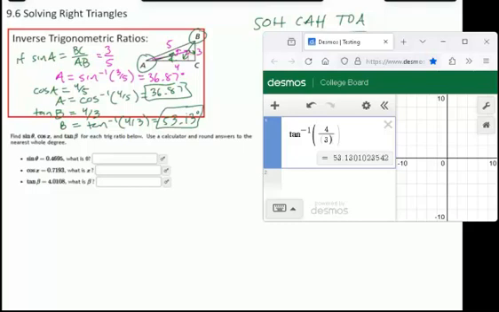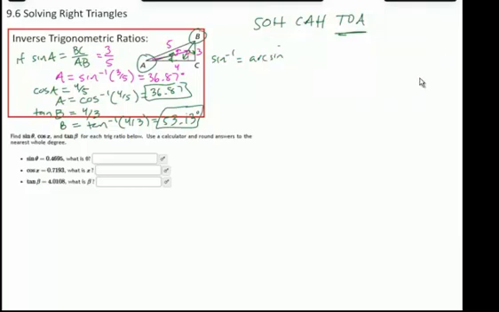Okay, but that's what the inverse ratios represent. You may also see these written as arc sine. So inverse sine is the same as saying arc sine. The inverse cosine is the same as saying arc cosine, and inverse tan is the same as saying arc tan. So you can interchange those as commands.